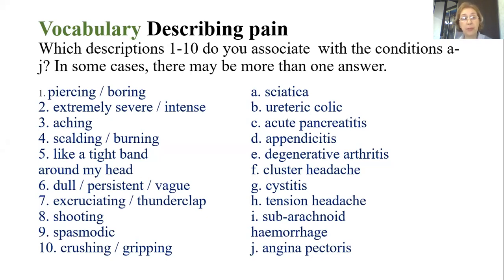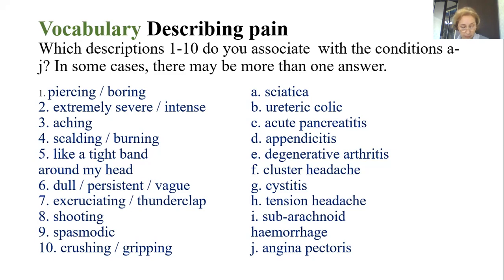So what about extremely severe or intense? Which condition can be described like this? Any ideas? Intense pain in what part of the body? Yes, cluster headache. Yes, it can be cluster headache, because people can't bear this kind of pain.